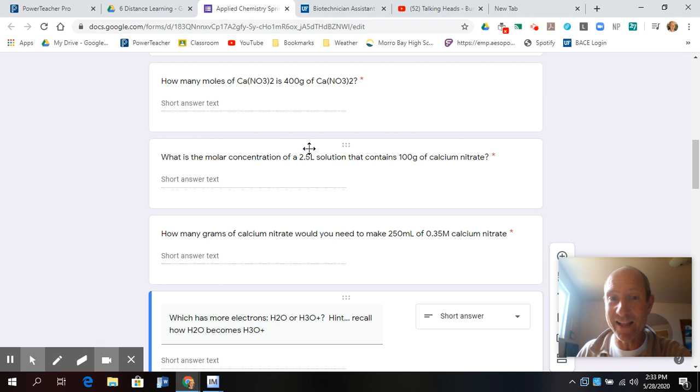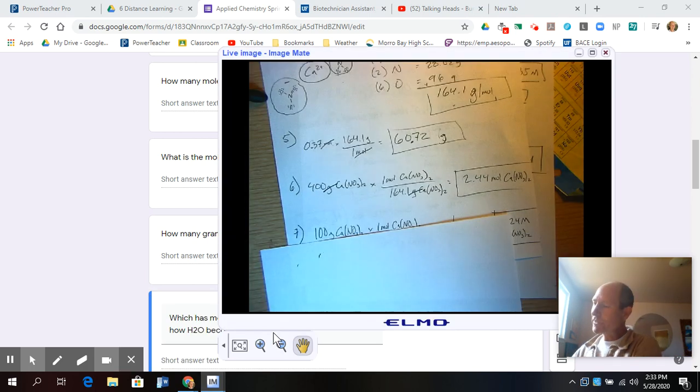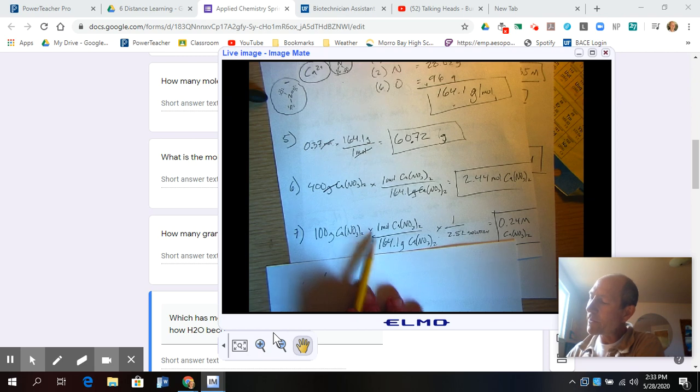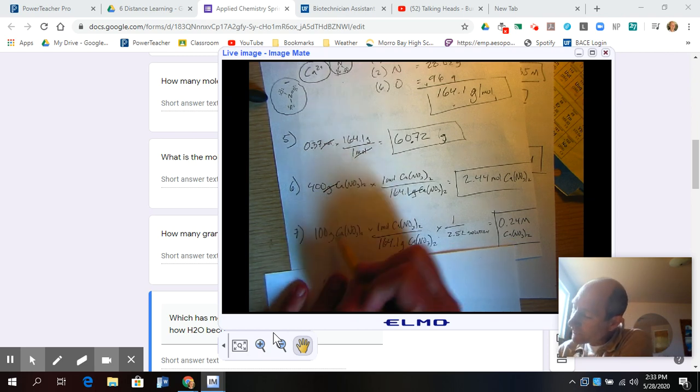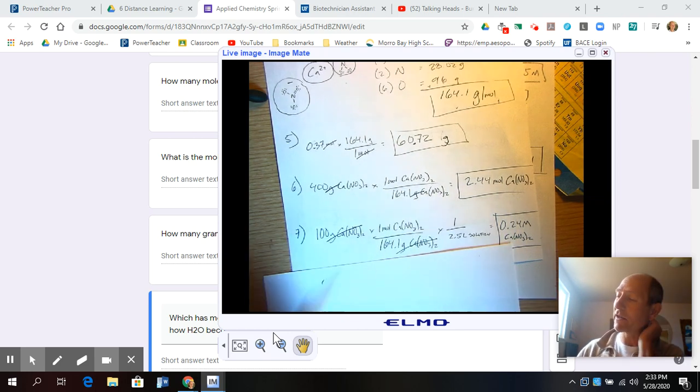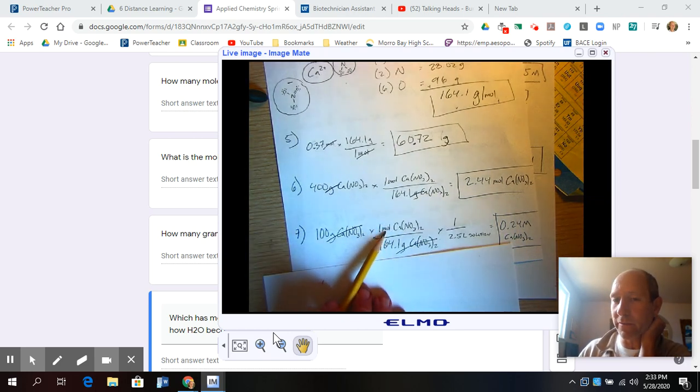So you could do that. It's fine. But I started with 100 grams of calcium nitrate. Watch. So I started with 100 grams of calcium nitrate, and I multiplied that by the molar mass of calcium nitrate, so grams of calcium nitrate is gone, and we're left with moles of calcium nitrate.